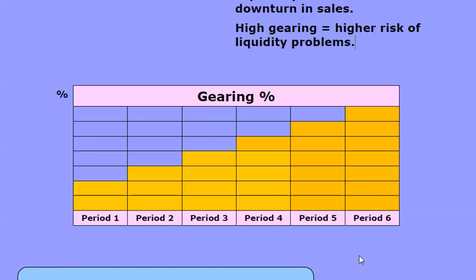This chart or graph shows the gearing ratio or the debt equity ratio increasing over time. The percentage is becoming greater. That means the liabilities are becoming more relative to assets. Higher levels of debt, higher gearing, more risk, particularly if there's a downturn in activity. It's going to be very hard for the business to meet its cash commitments if it has a high level of debt and there's a downturn in activity.